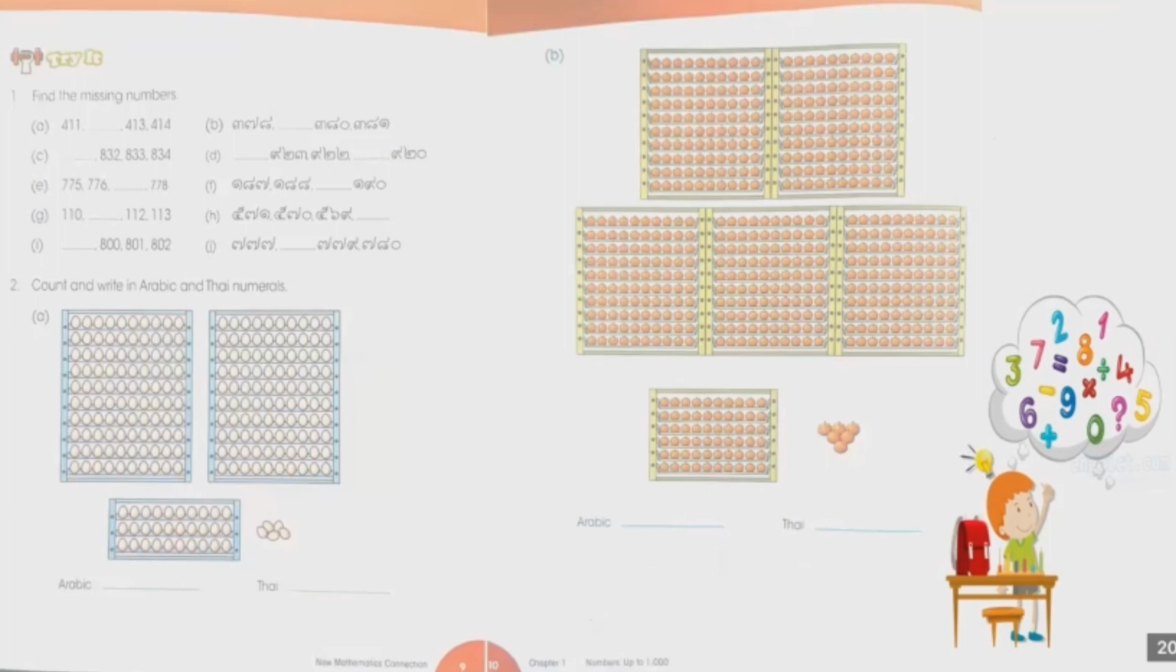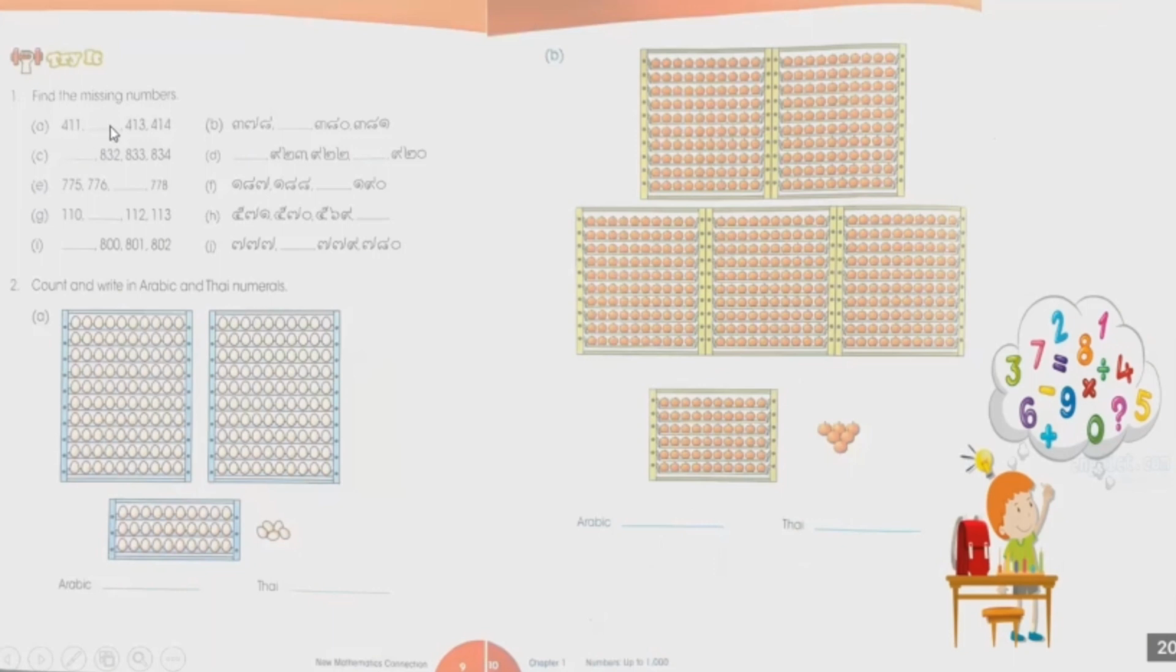Let us find the missing numbers here. So there is an exercise here. Let's try it. Number 1, it says, find the missing number. Missing numbers means the numbers that are not in here. So we need to complete these numbers. In letter A, what number will be next? What do you think? The next number will be 411.